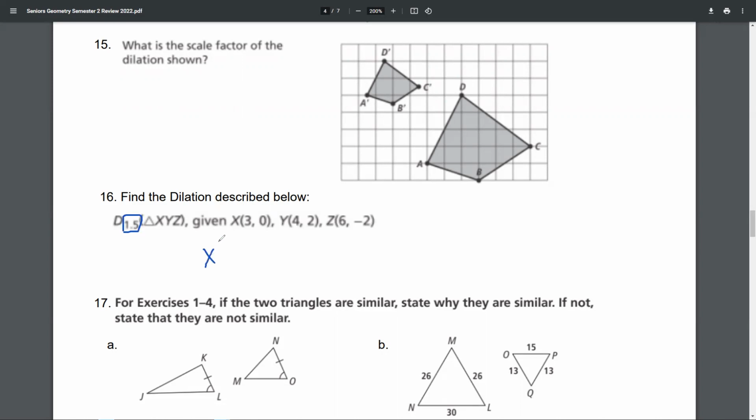So x prime is going to become 4.5, comma 0. Y prime is going to become 6, comma 3. And then z prime is going to become 9, comma negative 3. So you're just simply multiplying the x and y coordinates of each point by the scale factor.